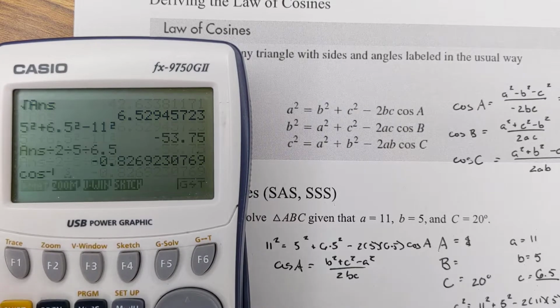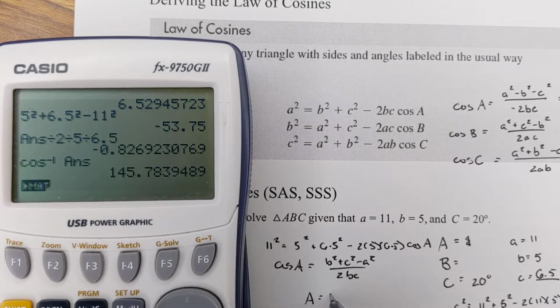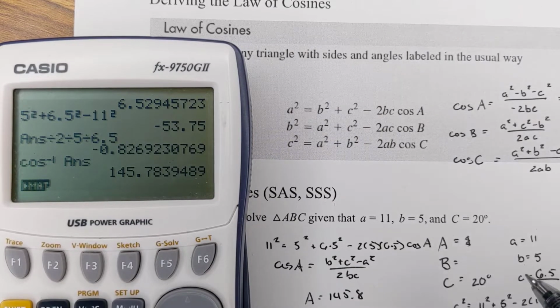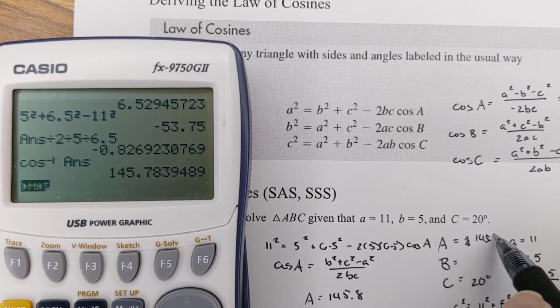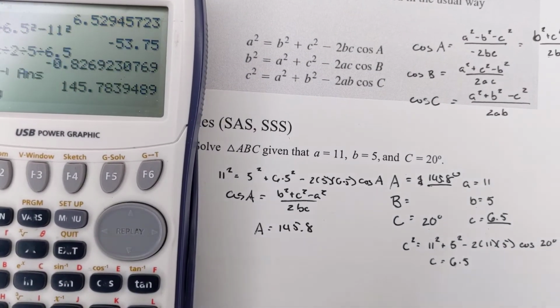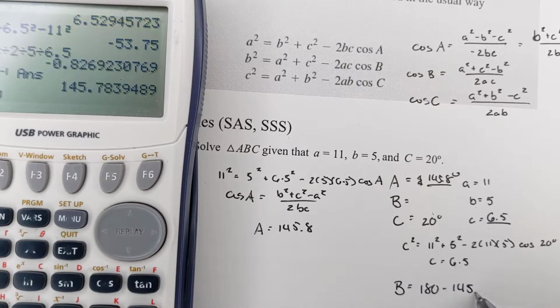To get what angle A is actually equal to, I'll need the inverse cosine. So angle A is 145.8 degrees. Fill in 145.8. And now I don't need to do any more fancy math, because now that I know two angles, I can find angle B because it's 180 minus the two angles.